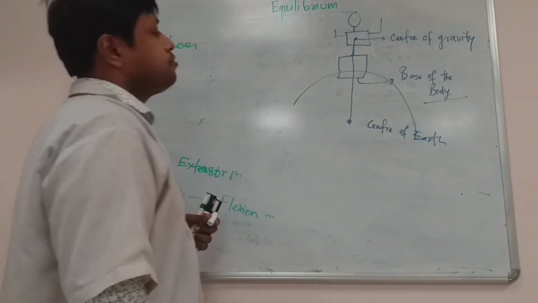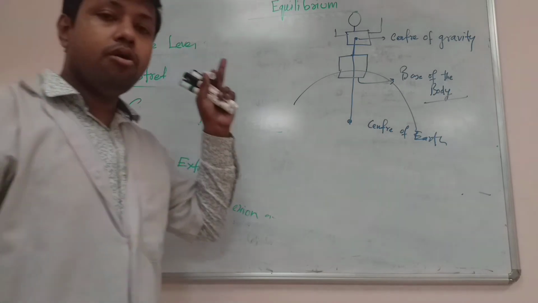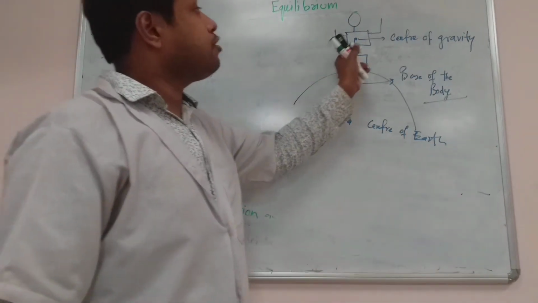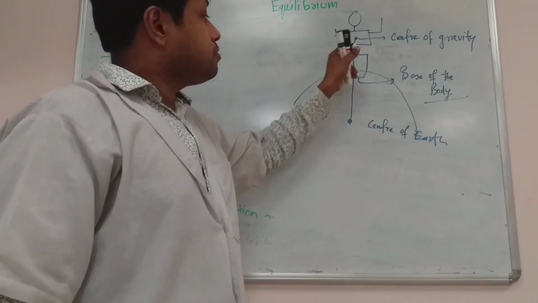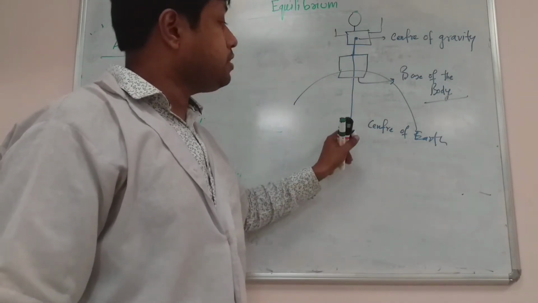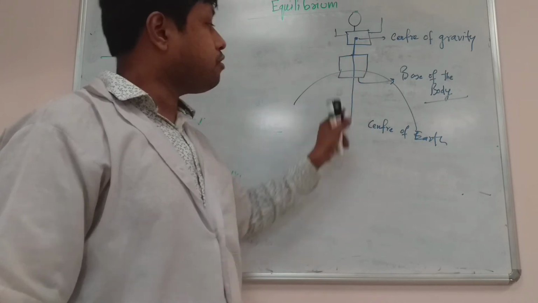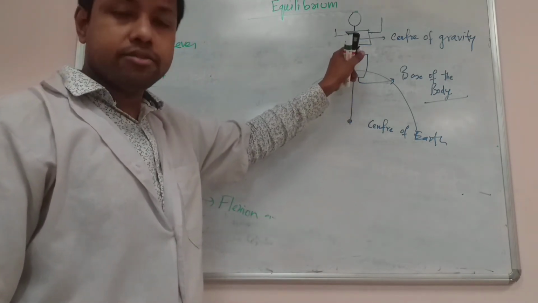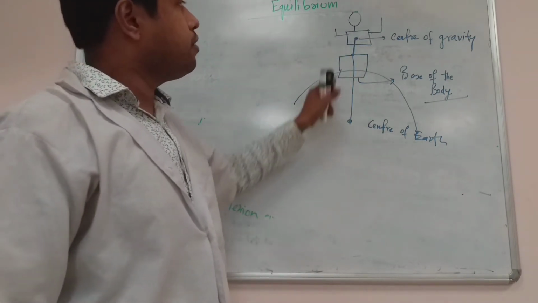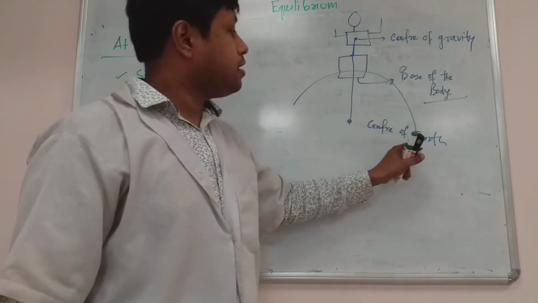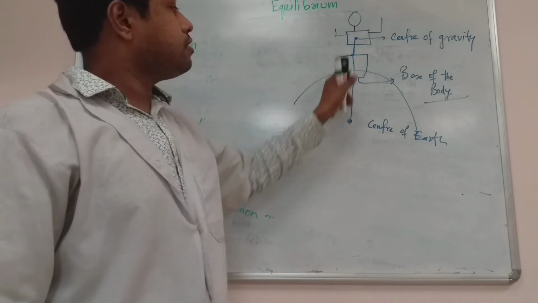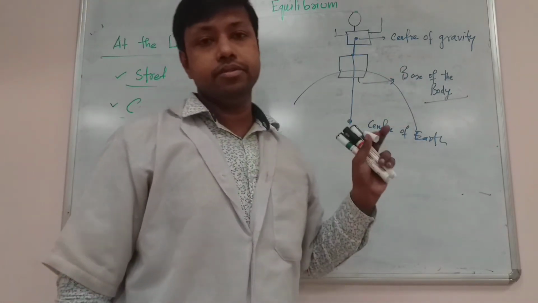So for stabilization or maintaining equilibrium, the center of gravity of a particular individual and the line joining the center of Earth should pass through the base of the body. Why the center of Earth? Because the force of gravity works toward the center of Earth only. So that's why the line joining the center of gravity and the center of Earth should pass through the base of the body. Can you understand?